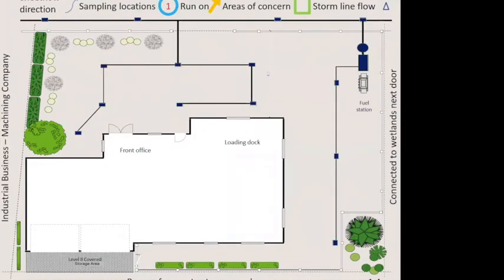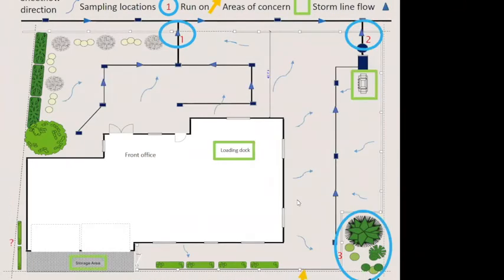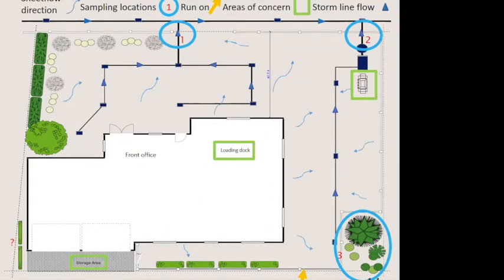Let's go on to the next one. So on this map, we do have the sampling locations and sheet flow and runoff and areas of concern and the storm drain flow. So something like this. I have the storage area circled, the loading dock circled, and the fueling station circled as areas of concern.